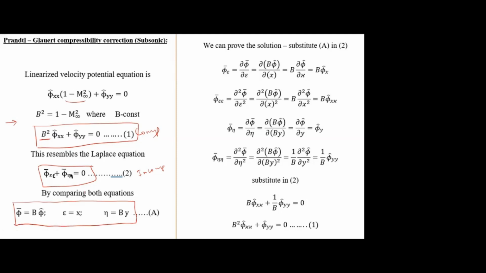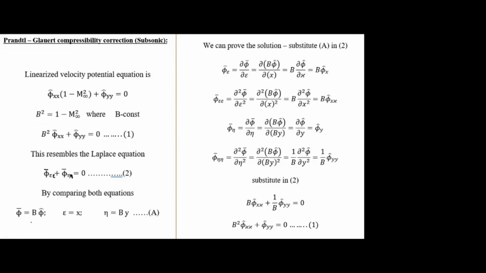A few books mention how to get these terms from the two equations, and a few books verify them. For example, if you substitute this in the second equation, you will get the first equation, or if you substitute this in the first equation, you will get the second equation. I think Anderson verified it. For the verification, they substitute this term in the second equation. So what I need is phi bar zeta zeta. I know phi bar; from that, first I have to find phi bar zeta, then phi bar zeta zeta. These two I have to find.